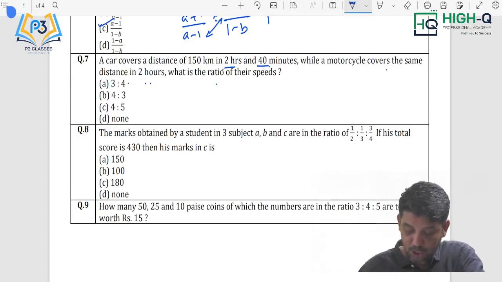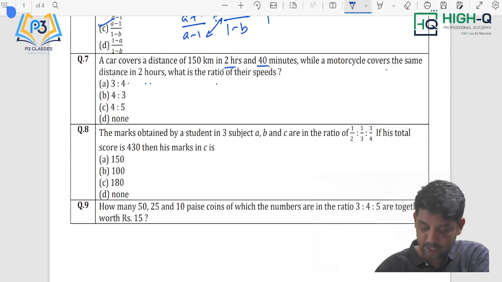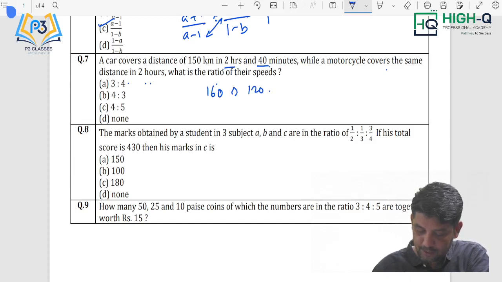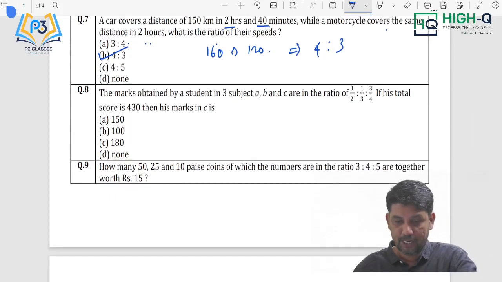Very simple. 2 hours 40 minutes, what is it, sir? 160 minutes, sir. Convert both into minutes, and 120 minutes, sir. Now convert into ratio. Are you getting 4:3, my dear? So our answer is 4:3.